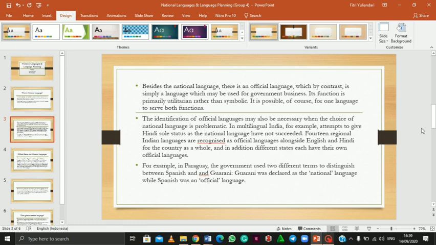In multilingual India, for example, attempts to give Hindi sole status as the national language have not succeeded. 14 regional Indian languages are recognized as official languages alongside English and Hindi for the country as a whole. And in addition, different states each have their own official languages. For example, in Paraguay, the government used two different terms to distinguish between Spanish and Guarani. Guarani was declared as the national language while Spanish was an official language.